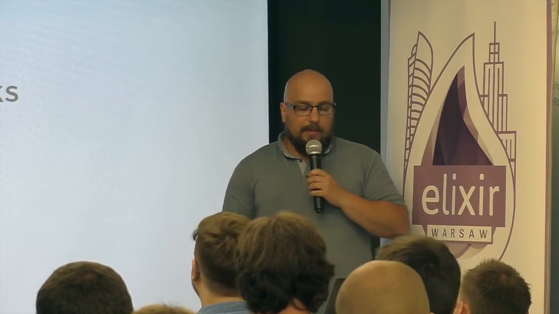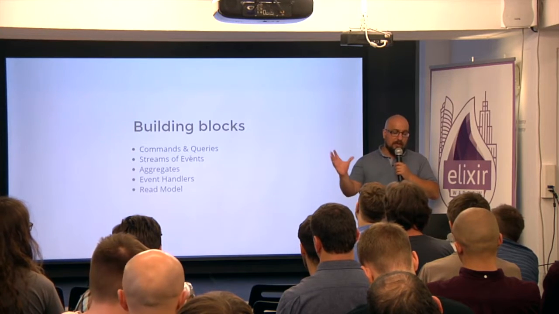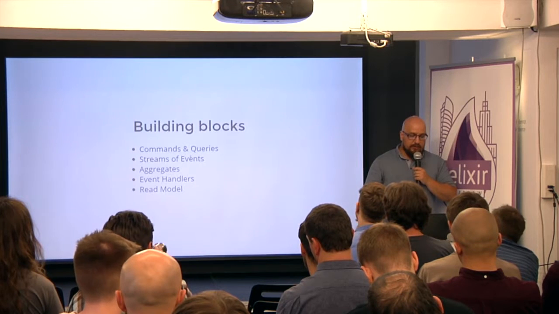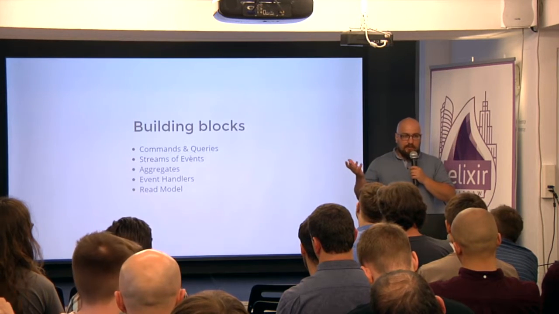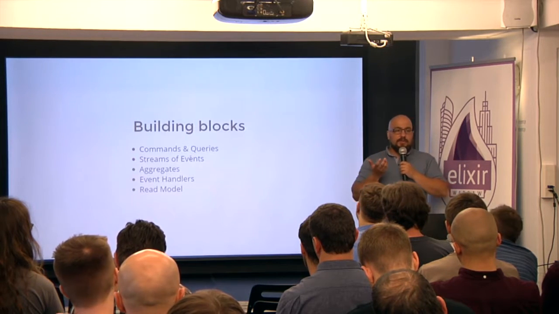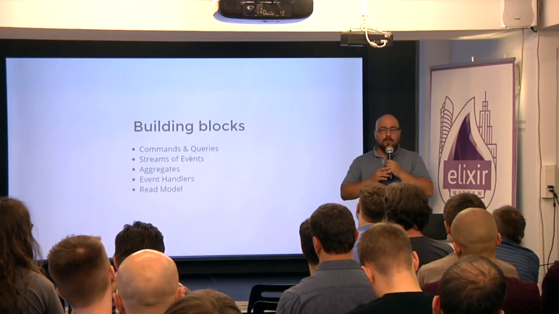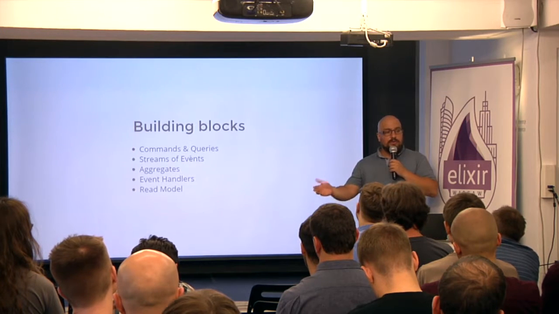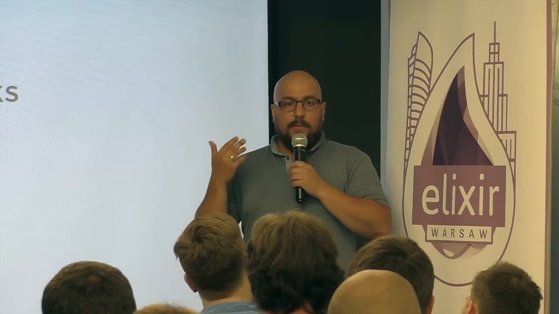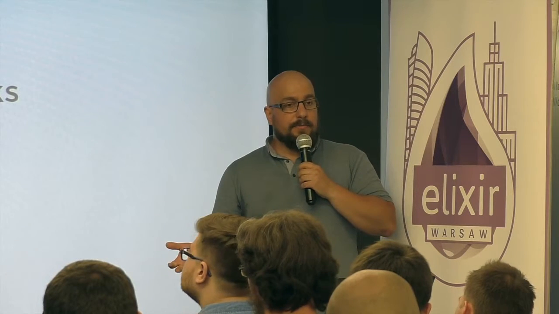All right, so to sum up. Building blocks. We have commands and queries. We have streams of events. We have those aggregates that we discussed, which are processes representing things. They have event handlers inside. The other thing which I didn't talk about, that's in CQRS, on the side from your domain model, is your read model. So you basically need to maintain two models. One model is your domain model. This is the state and interactions of your application. And the read model is something that you query.